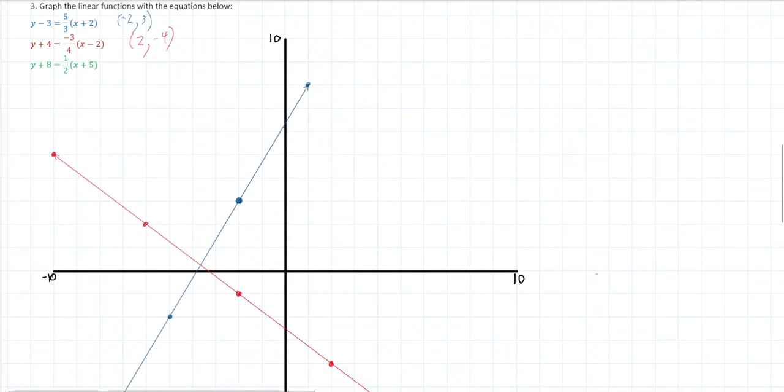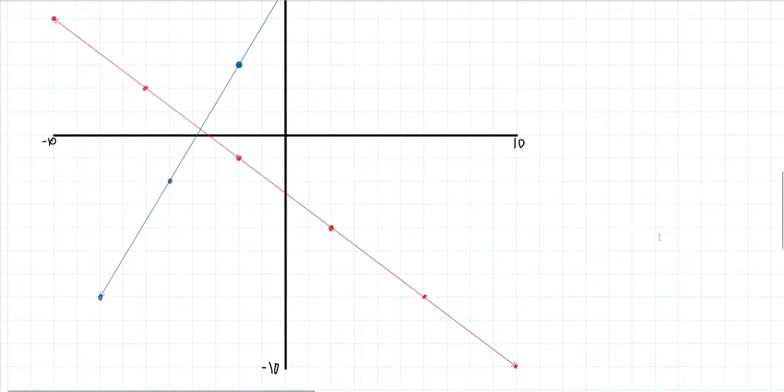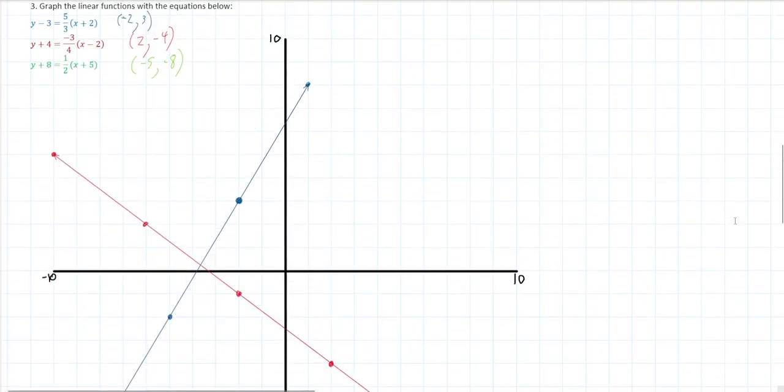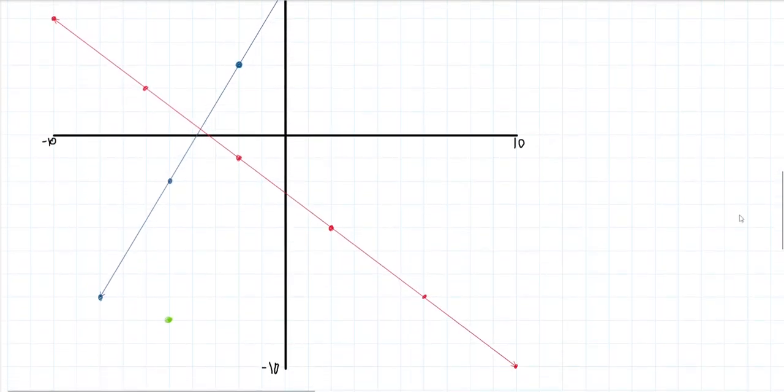Okay, and the last one here, we've got -5, -8 as our points, so -5 and -8. That's going to be down here somewhere. I think it's this one. 1, 2, 3, 4, 5. Yep, it's this one here. And then the slope is 1/2. So it goes up by 1, to the right by 2, up by 1, to the right by 2, etc., all the way across.